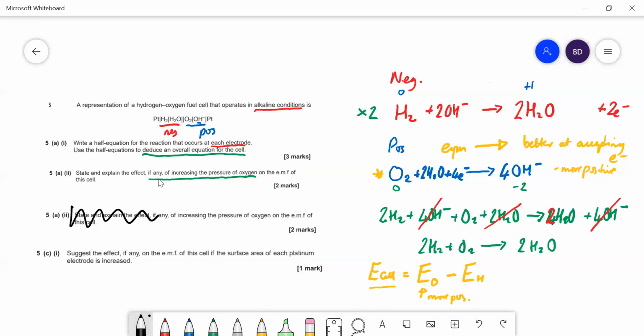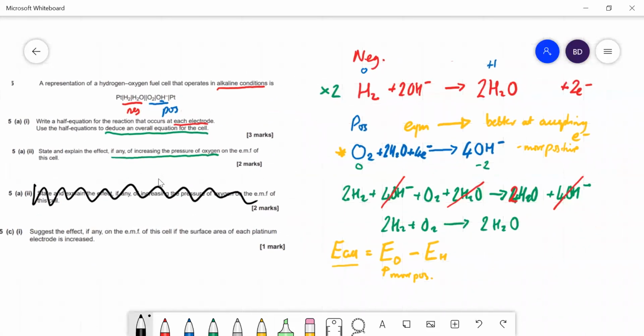That's written out twice. It doesn't ask you, but what would happen if you increase the pressure of the hydrogen? Let's think about that. Right, if we increase the pressure of the hydrogen, we need to look at this top equation here. There's the hydrogen. So what will it do to this equilibrium? Le Chatelier tells us if we increase the pressure of the hydrogen, the equilibrium will go that way.